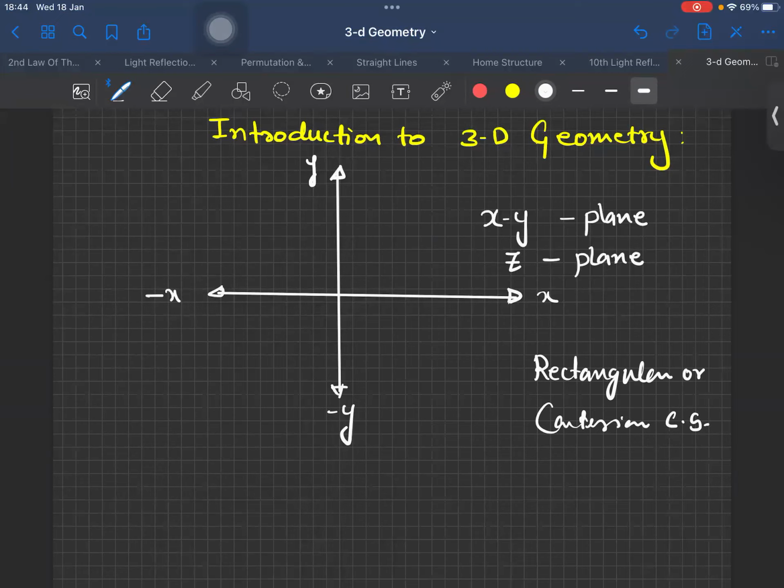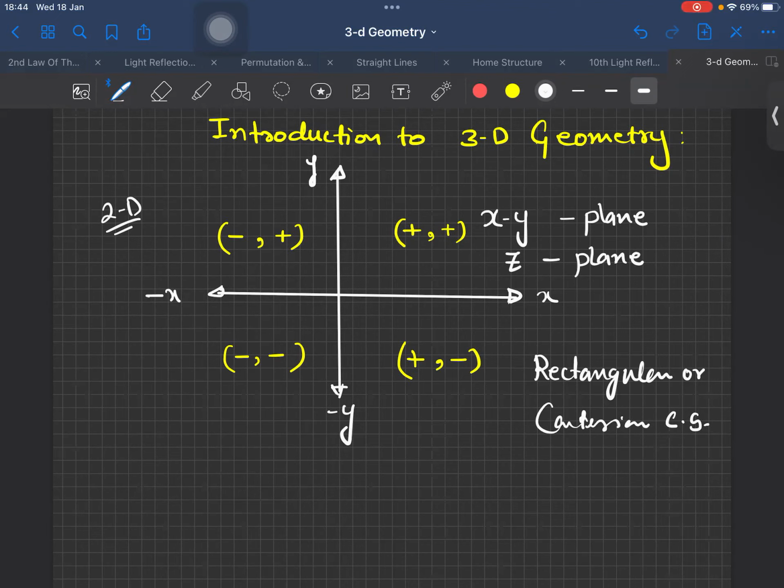All right, understood? Now, in 2D geometry, what we have studied is that x and y both are positive in the first quadrant, x is negative and y is positive in the second quadrant. In the third quadrant, both x and y are negative, and in the fourth quadrant, x is positive, y is negative, right? That's what we have studied in 2D geometry.